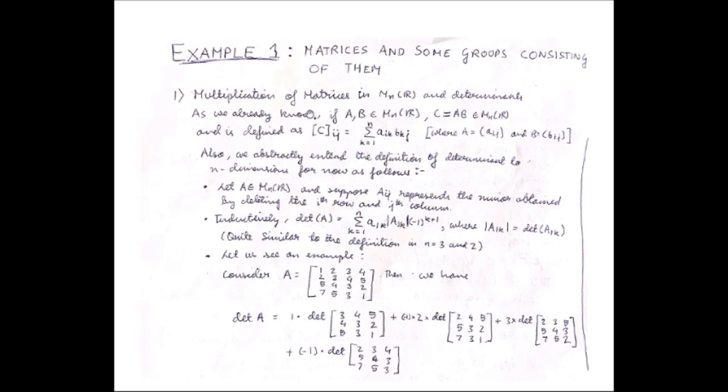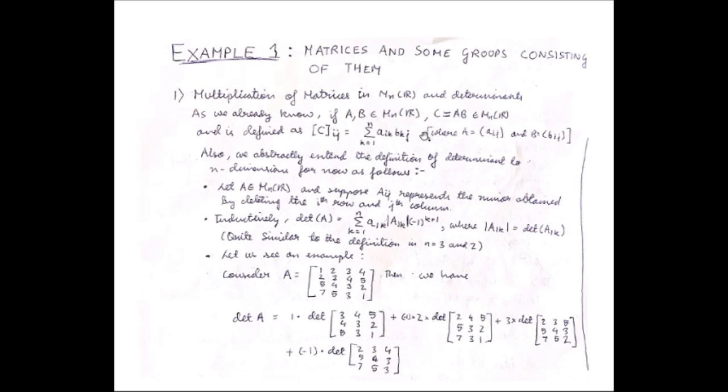So you already know multiplication of matrices in 3 cross 3 matrices and 2 cross 2 matrices, right? It's the same thing for n cross n or indeed general matrices with some compatibility. But we'll only deal with square matrices for this course. So let's look at multiplication in MnR and determinants.